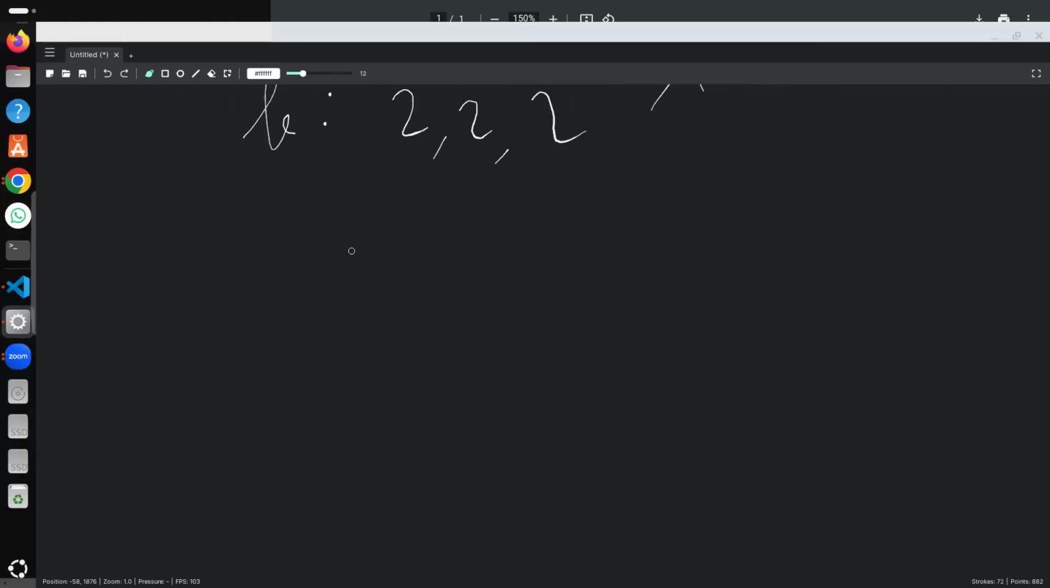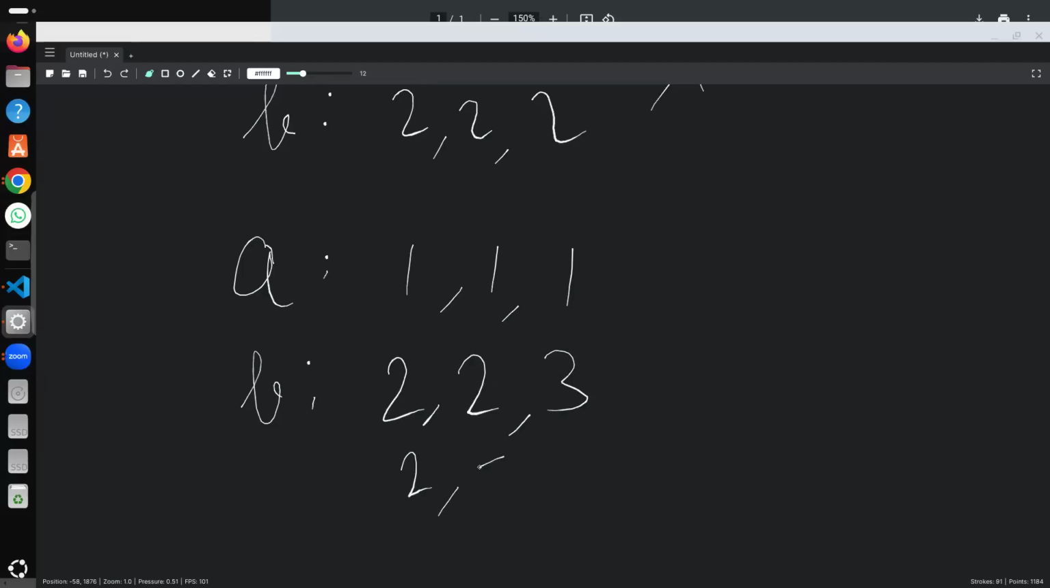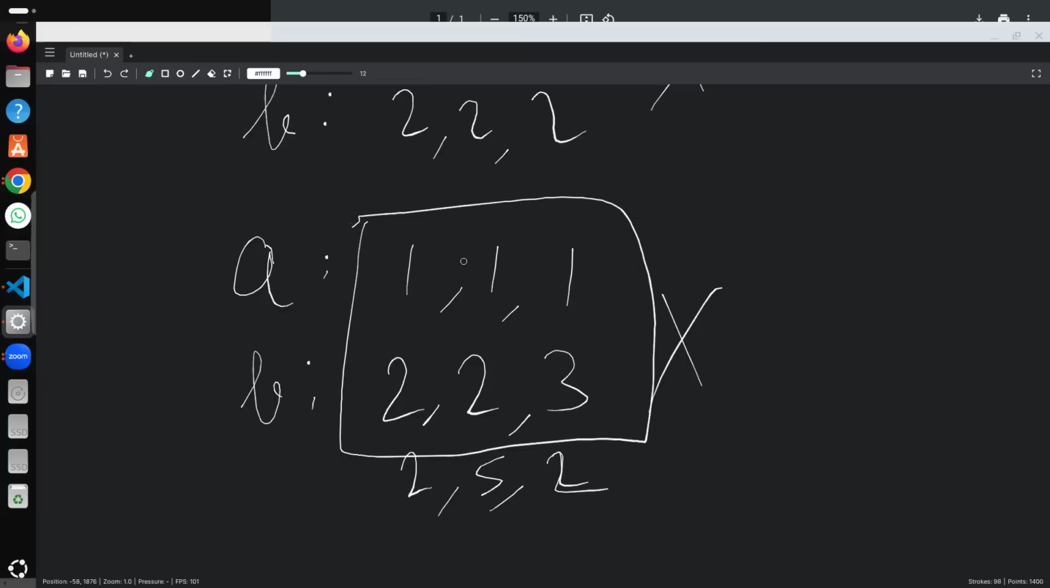Then let's say another case we can think about, that maybe A has all the same elements, 1, 1, and 1. Okay. And B has maybe two distinct elements, like 2, 2, and 3, or maybe 2, 5, and 2. Something like that. So in this case also the answer is no, because since A is 1, 1, 1, you will get 3, 3, and 4. So there are only two different elements.